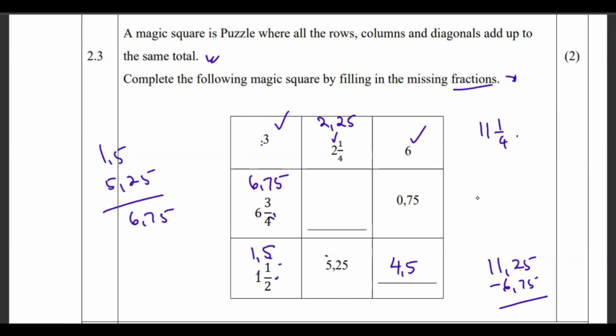You can write it as a decimal, or you can give it as a common fraction. Same story here. This is 6,75 and 0,75. If you add them together, you end up with 7,5, but we are subtracting it from 11,25. So 11,25 minus 7,5 gives us 3,75. Okay. That is 2.3.